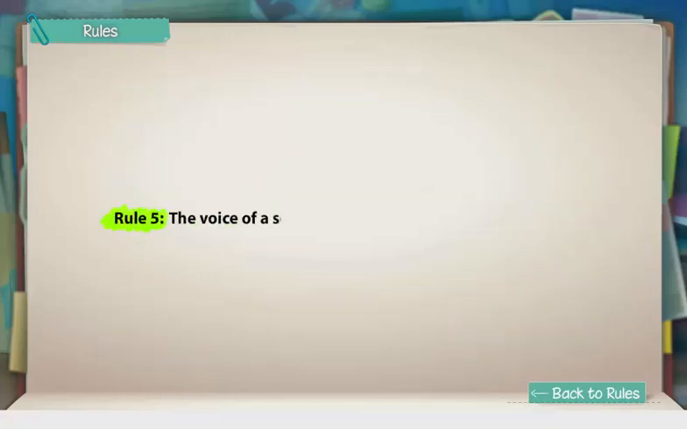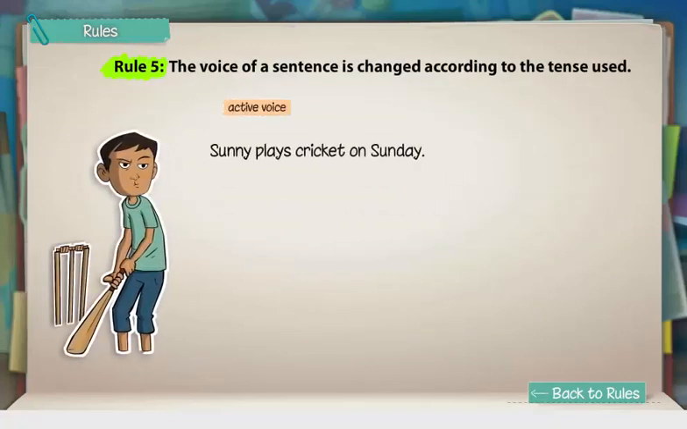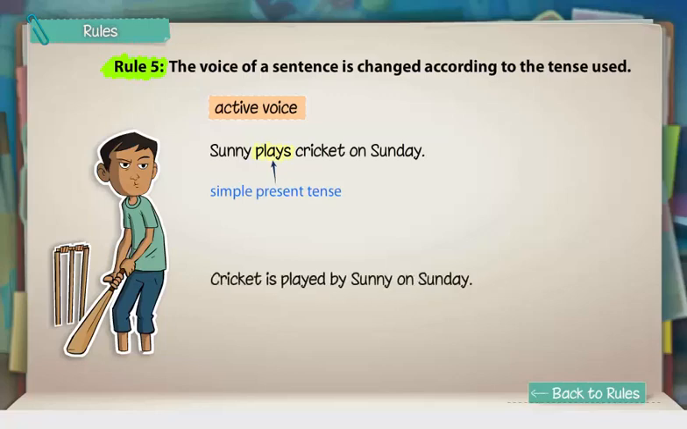The voice of a sentence is changed according to the tense used. This sentence is in the active voice. Let's see how the form of the verb changes in the passive voice, depending on the tense. In this example, the verb plays is in the simple present tense. When we change the sentence to the passive voice, the participle played is used with the auxiliary verb is.